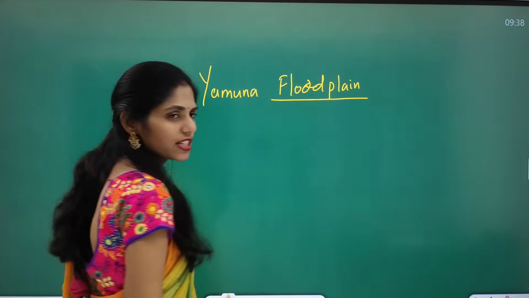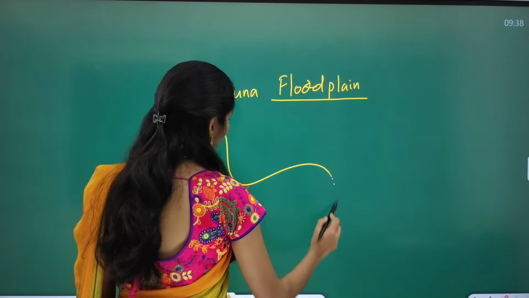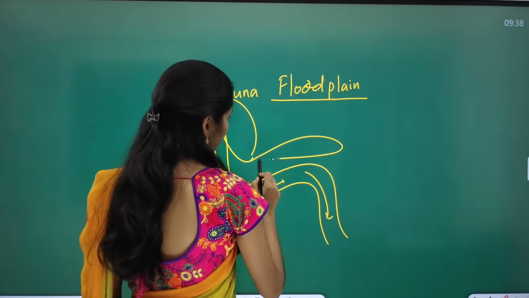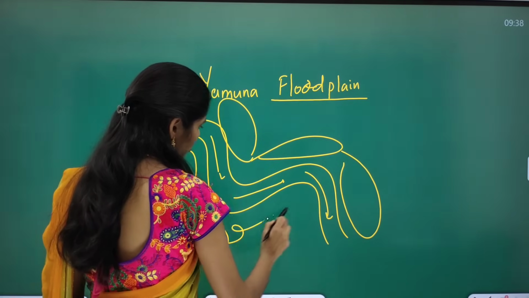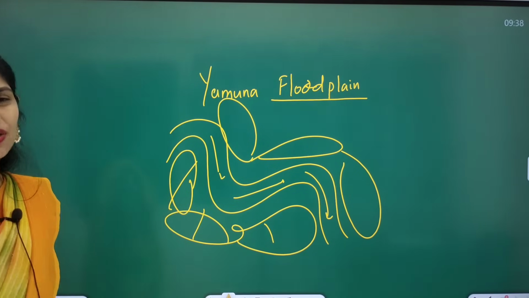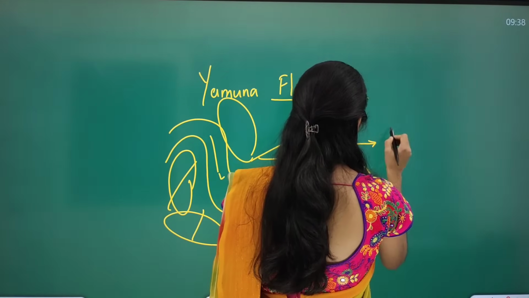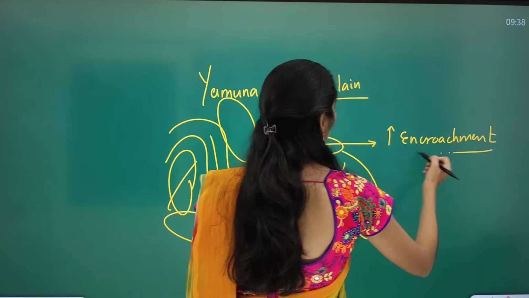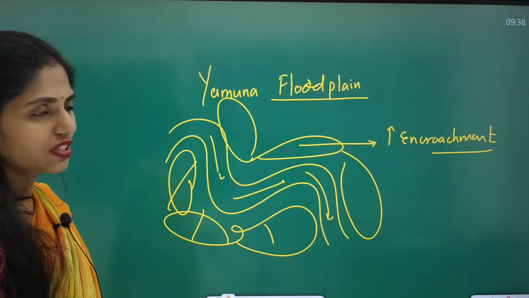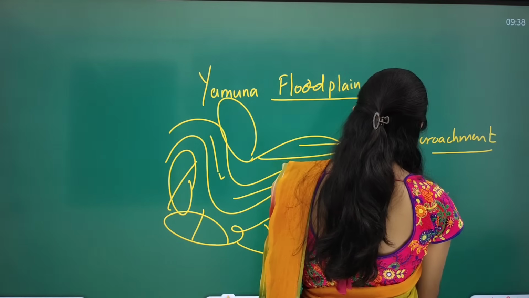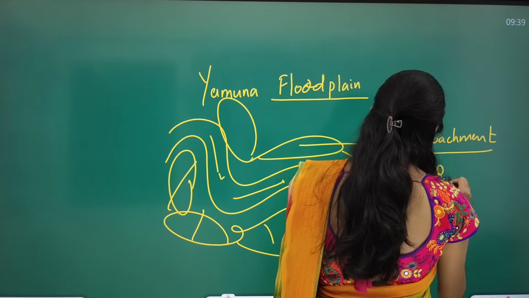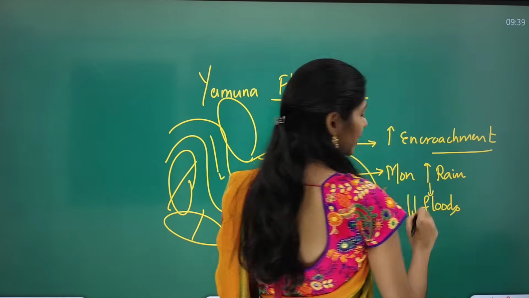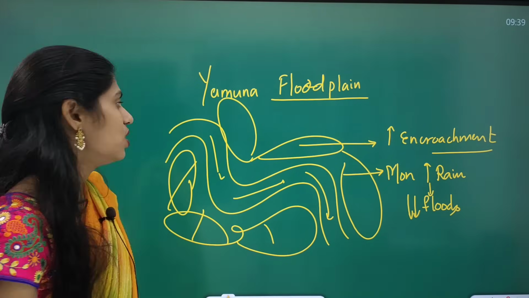So let me first explain this concept, what is called a floodplain. Here we have a river, and it has a certain course, moving in this direction. The area which is near this river or stream is called the floodplain. The issue here is that in these floodplains there is increased encroachment. For example, houses are being built across the banks of the river Yamuna. So whenever during the monsoon season there is increased rainfall, we face floods. If there is no encroachment, the impact of floods would be less, but now the impact of floods is more.